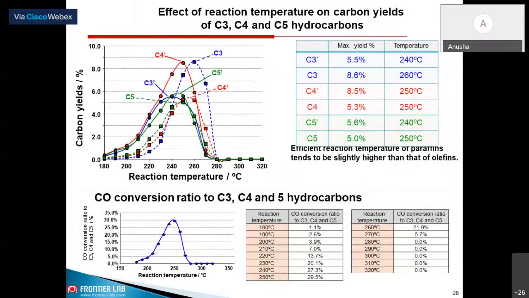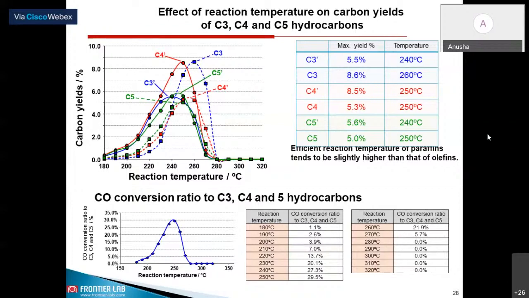So here you can see the effect of reaction temperature on carbon yields of C3, C4, and C5 hydrocarbons. Very clearly it is given in the carbon yields. On the right side, you can clearly see the rise of C3, C4, and C5 at the temperature of 240 degrees, as I've already told you. The y-axis is nothing but the intensity. So on the right side, you can see the maximum yield at what intensity at a particular temperature. As I've already mentioned, 250 for C4, 240 for C5, and 260 for C3. So it is clearly shown that below 300, all this elution took place.